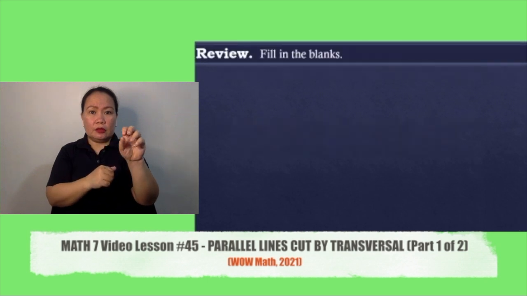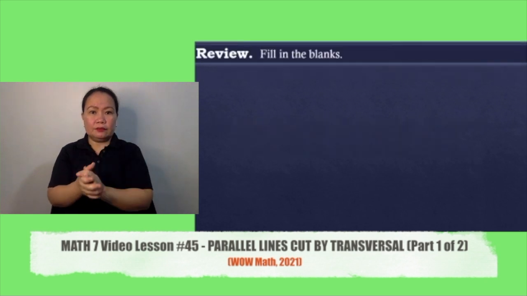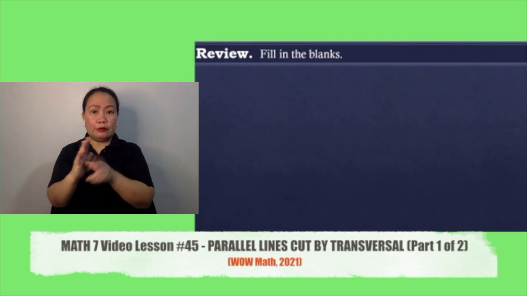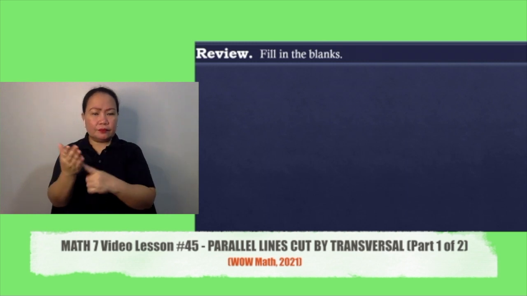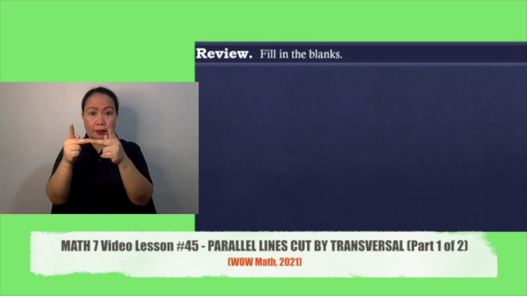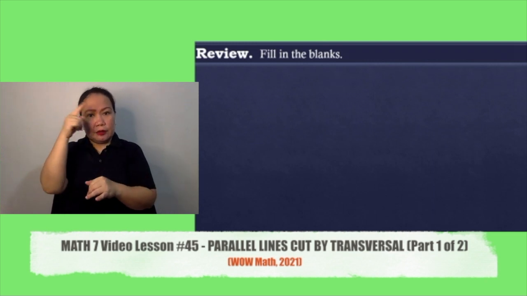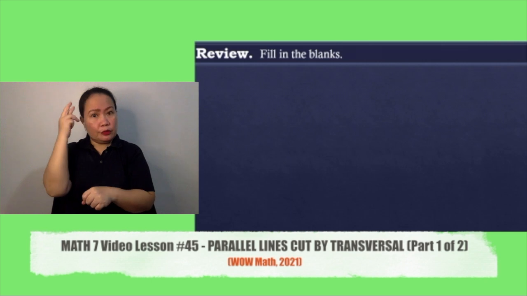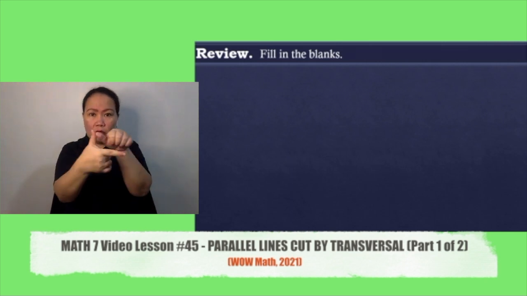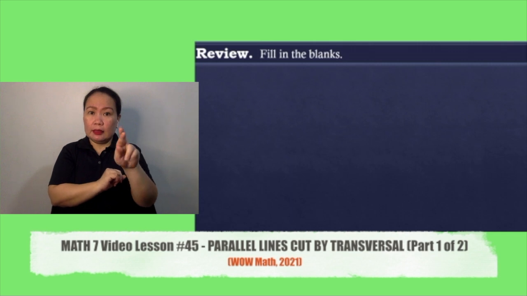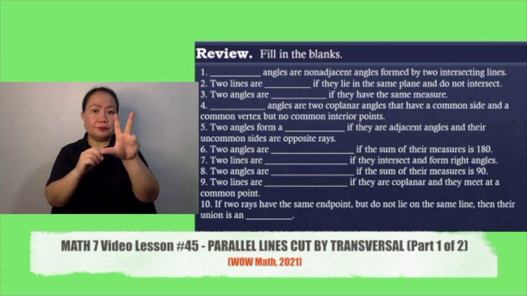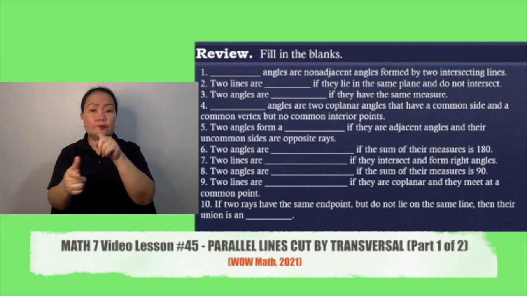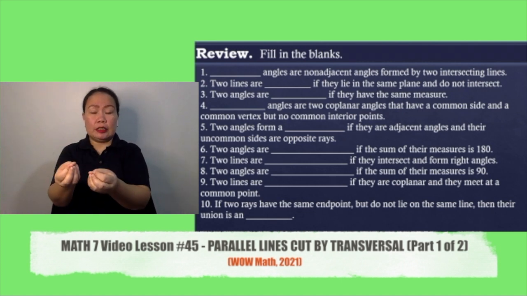Okay? So, let us have first a short recap on the concept of angle pairs. So, ito po ay nabanggit na rin yung angle pair relationship. So, dapat alam po natin ito kasi ito po ang gagamitin nating reason sa paghahanap ng measures ng angles formed by a transversal dun sa parallel lines. Okay? So, I'm giving you 30 seconds. I-pause nyo yung video and then fill in the blanks by giving the correct word or phrase.